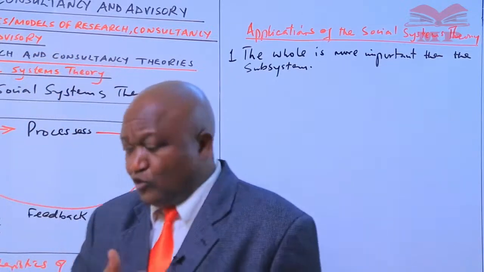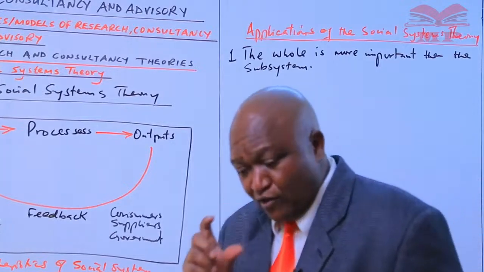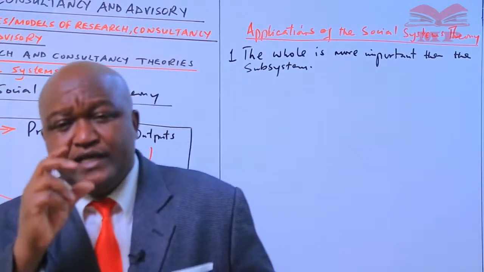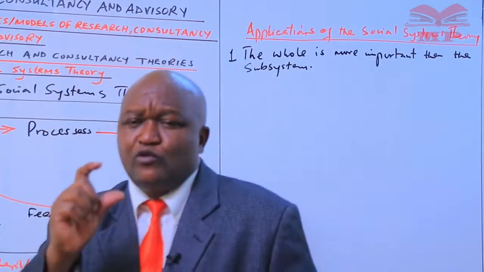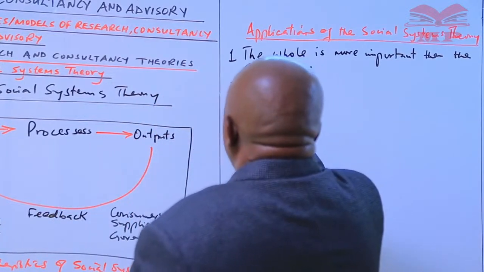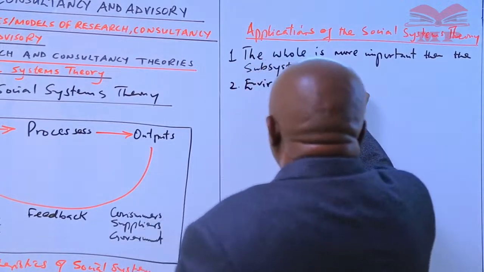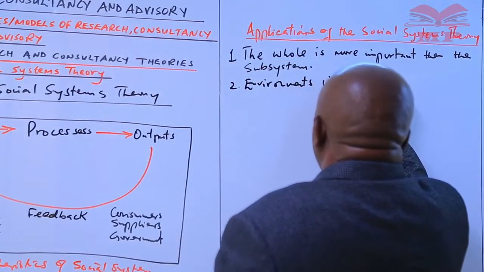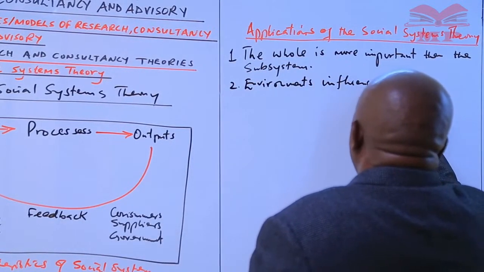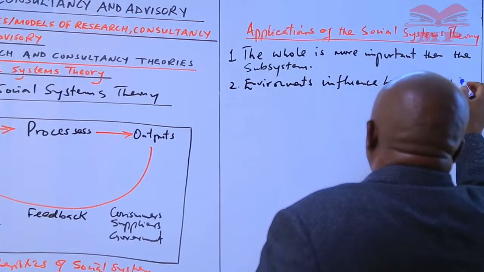It is also important to note that those making decisions should be aware that the environment within which a system operates is important. So the environment influences how organizations operate. Environments influence how organizations operate.